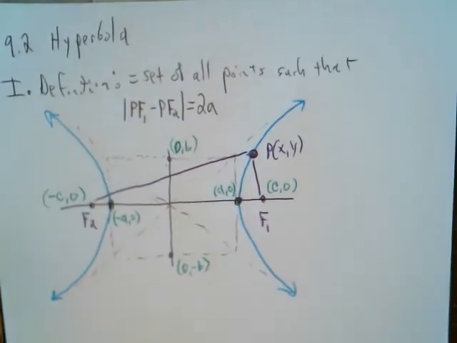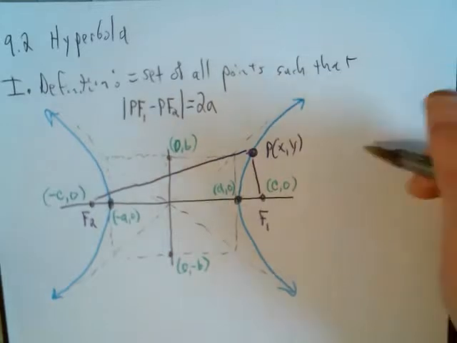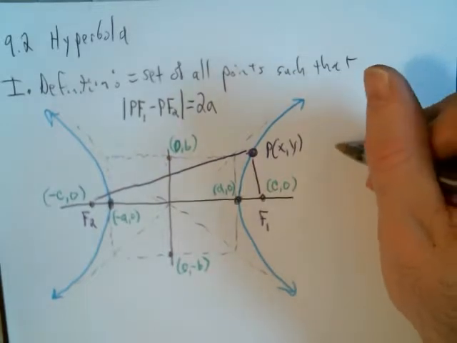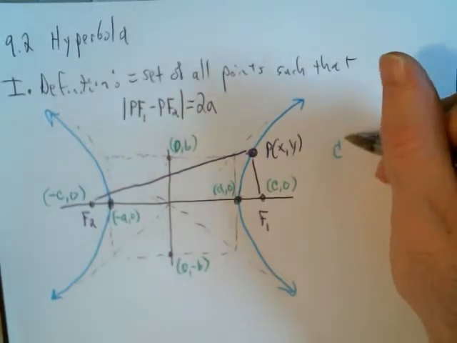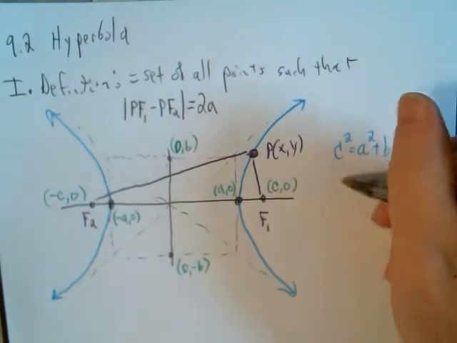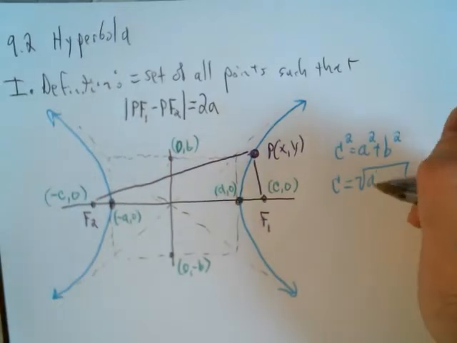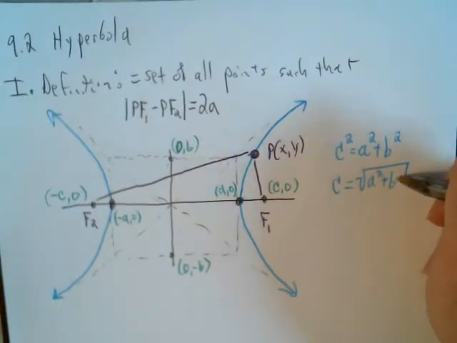Unlike the ellipse, it's now not necessary that a needs to be bigger than b. That goes out the door. We'll need a formula again, and I don't have a clever way of envisioning this. I just memorized it. It's c squared equals a squared plus b squared. So in order to get the c value, you solve that relation, and you get c is the square root of a squared plus b squared.